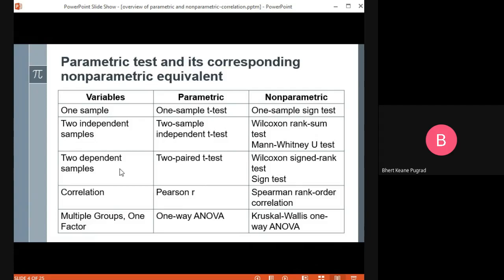For two dependent samples, we have the paired t-test for parametric and the Wilcoxon signed rank test and the sign test for non-parametric. For correlation, which is a very usual study conducted in the field of social sciences that includes midwifery, we have Pearson r for parametric and the Spearman rank order correlation for non-parametric. In Pearson r, there are many types, such as the Pearson product moment and the rest. For multiple groups or one factor, we have one-way ANOVA for parametric and the Kruskal-Wallis one-way ANOVA for non-parametric.